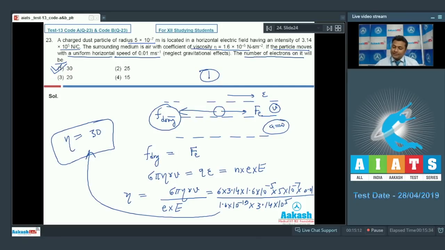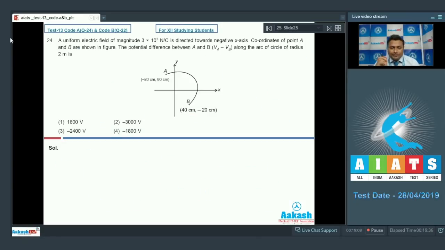Now move on to the next, that is 24 number. So here is question number 24, everyone. A uniform electric field of magnitude 3 into 10 power 3 Newton per coulomb is directed toward negative x-axis. So electric field E is 3 into 10 to the power 3 minus i cap. Coordinates of points A and B are shown in the figure. The potential difference between A and B along the arc of a circle of radius 2 meter is what? Conservative field is there, which is independent of path.